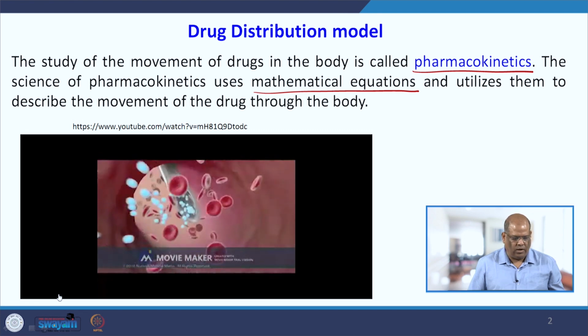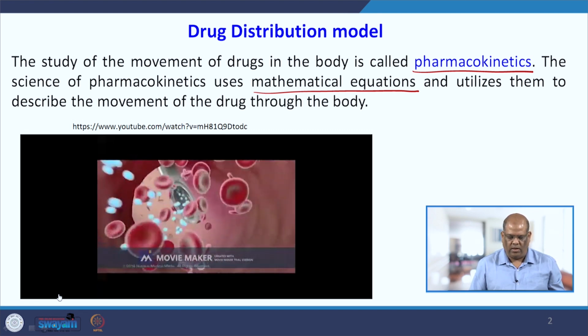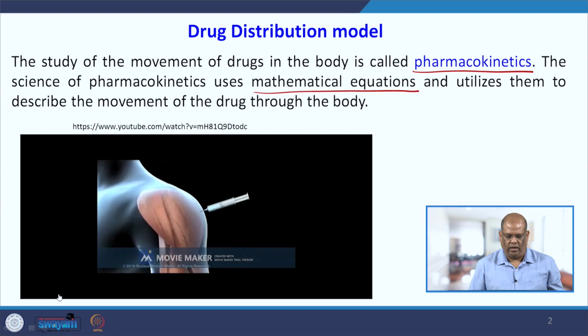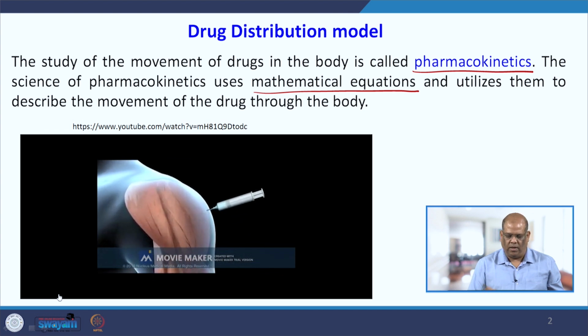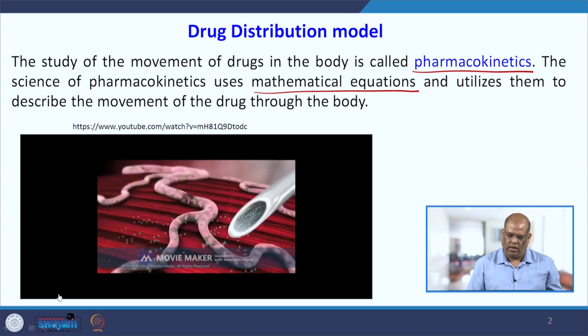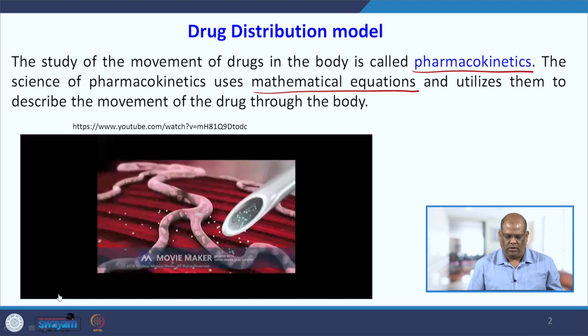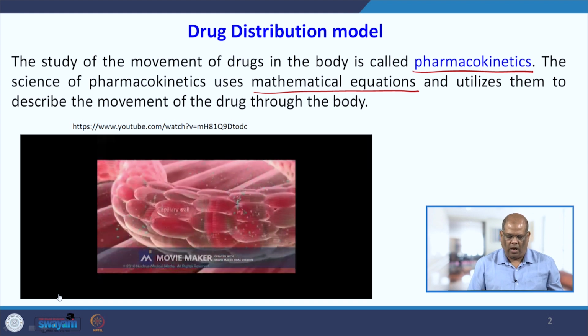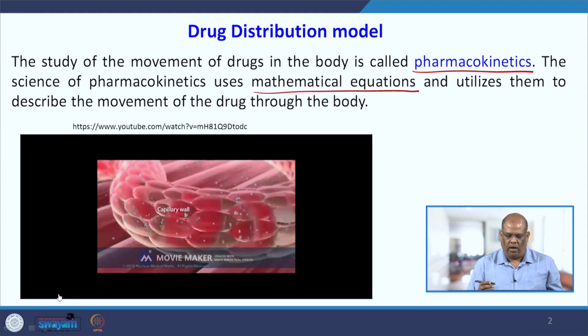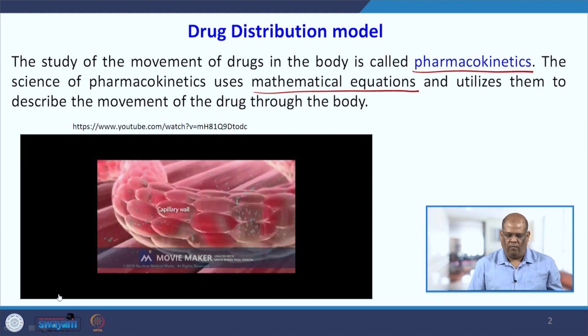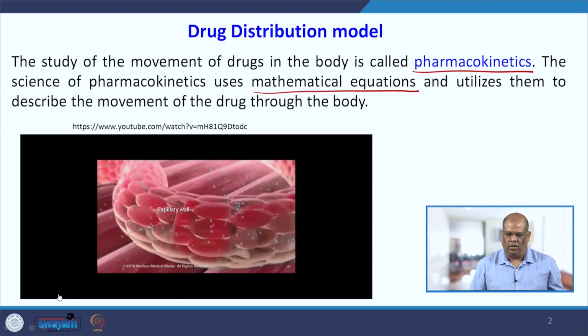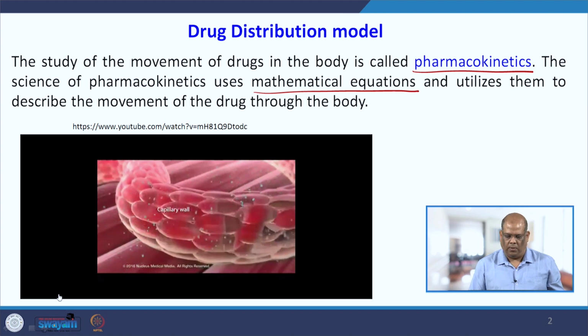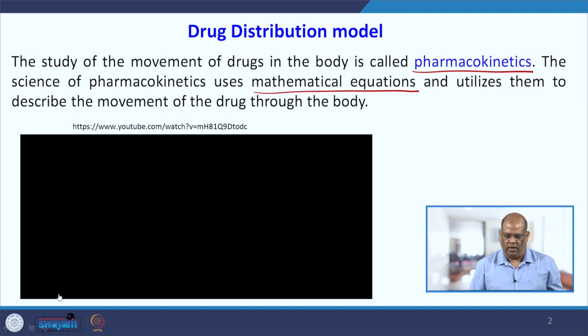And if it is given through the veins, then they directly enter the bloodstream, and if the drug is intramuscular, then again they pass through the muscles and ultimately through the capillary walls and go to their targeted area where they are supposed to work. So, this is how drug distribution works inside the body.